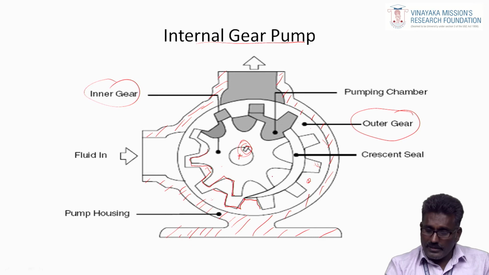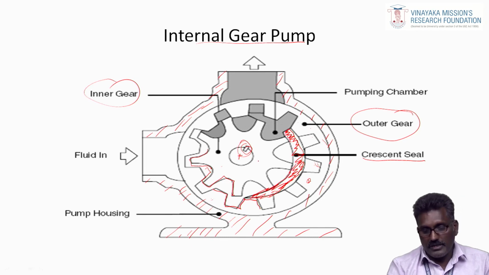And here you see one element, it is called the crescent seal. It separates the two gears, the internal gear and the external gear. Now you understand the center of the external gear is located here.